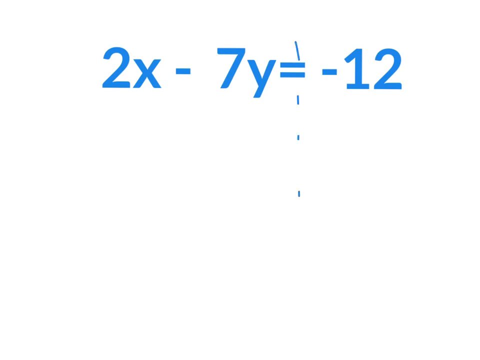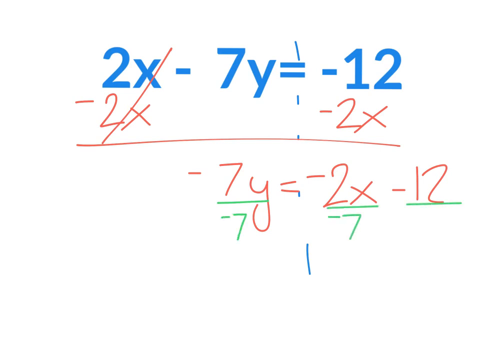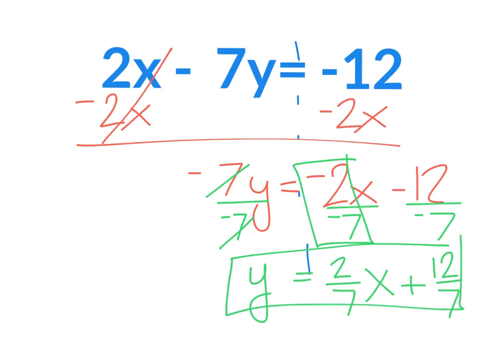Here's another quick example. In this one, we're going to subtract 2x from each side, which produces negative 7y, still on the left, is equal to negative 2x minus 12. Finish it by dividing both sides, or every term, by negative 7, which gives me y equals, this would be positive 2/7 x plus, because a negative divided by a negative is a positive, plus 12/7.